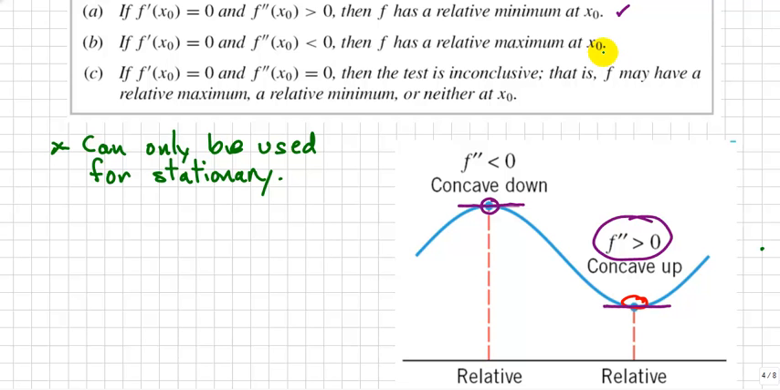And then finally, if you do the second derivative test and the first derivative at x naught is equal to 0 and the second derivative at x naught is equal to 0, then the test is inconclusive. f may have a relative min, may have a relative max, or maybe neither at that point. So there's not enough to tell the tale here.